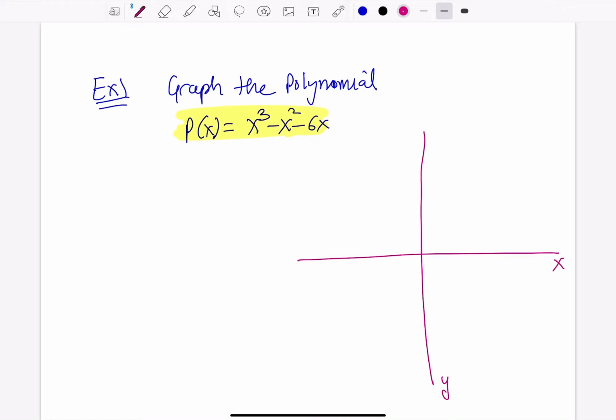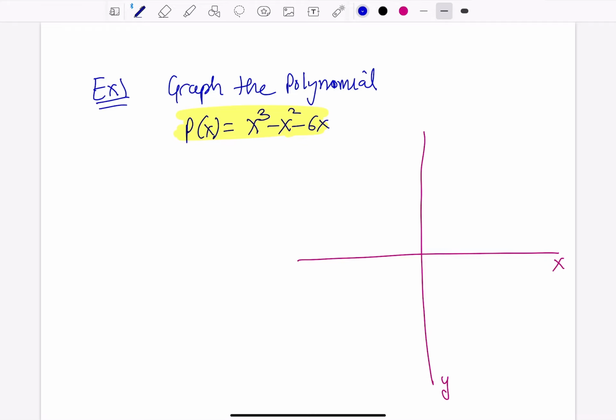This is the second part video in graphing polynomials. In this video, we are going to look at some examples. First one, we want to graph this cubic polynomial. So to graph this polynomial, we want to think about the end behavior, figure out the x and y intercepts.